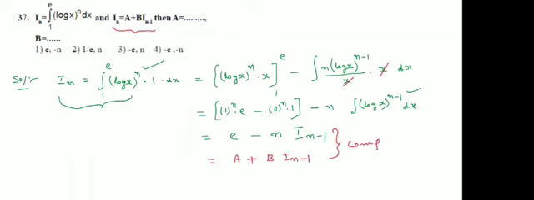Compare. Then what is a value? A value is e. Then b value is minus n. This is the answer. See the options. Which option is correct? First option. Students, all of you understood now?